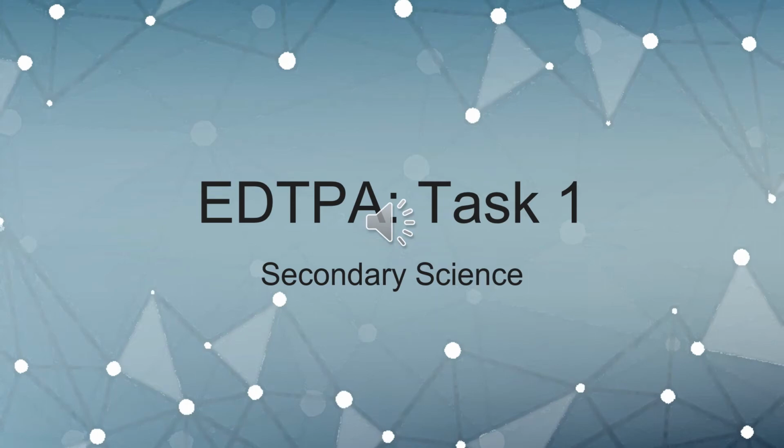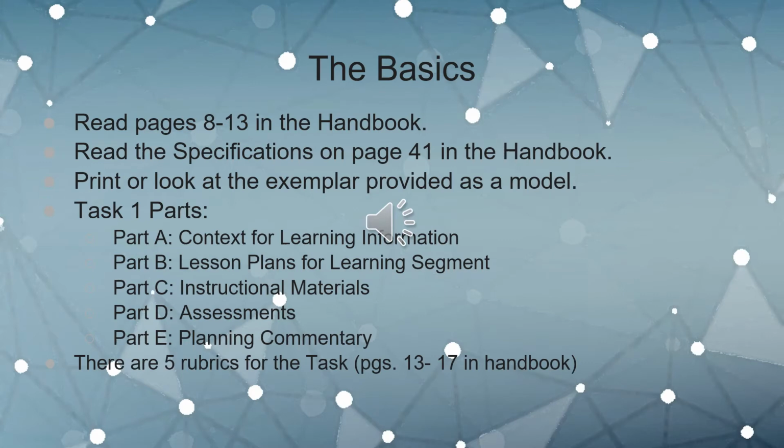This video is to help you with task 1 for the Secondary Science Handbook. To go over the basics, you need to read pages 8 to 13 in your handbook. You should print or at least download a copy of your handbook. Make sure you read the specifications chart that's on page 40 in the handbook.